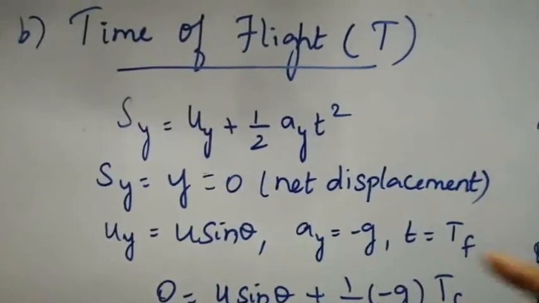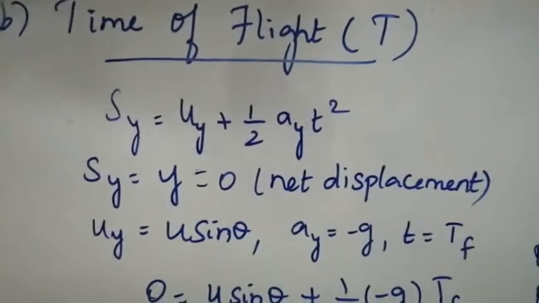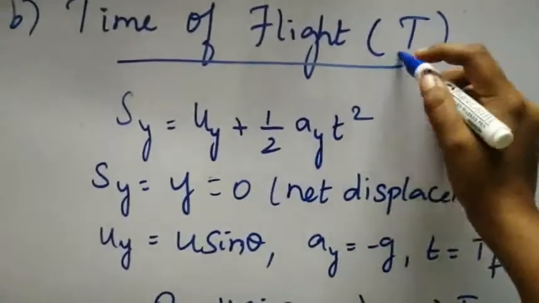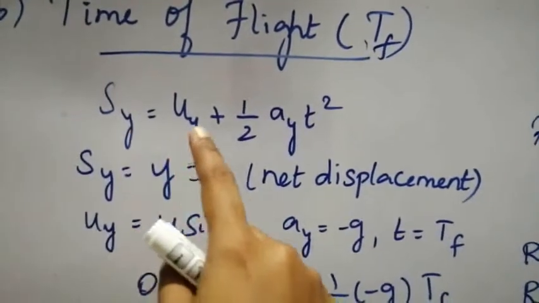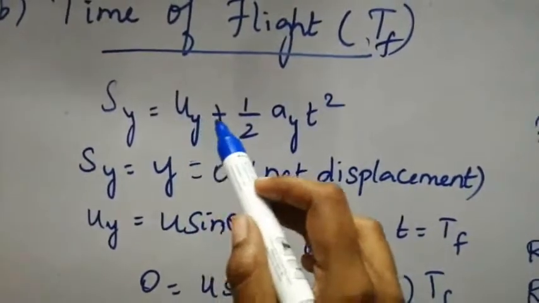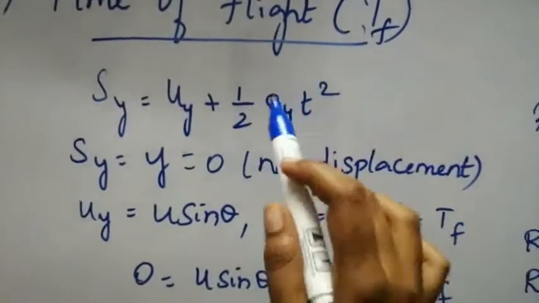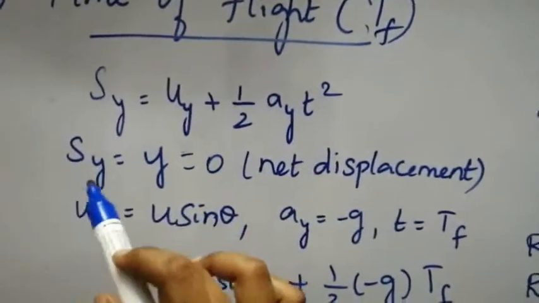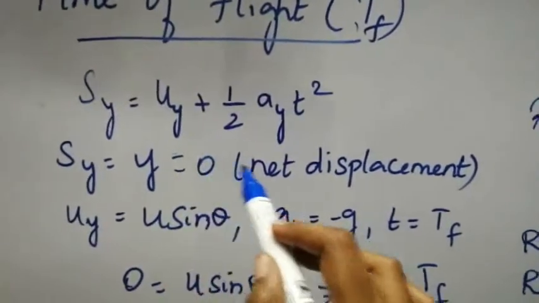The next term we are going for is the time of flight, which is tf. For that, again in the vertical direction, we are going to consider the equation s is equal to ut plus half at square. So sy is equal to uy t plus half ay t square. And in this case, sy, that is the displacement along y, is 0, the net displacement.